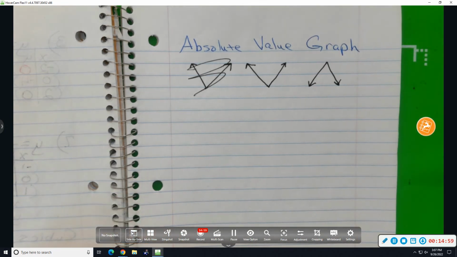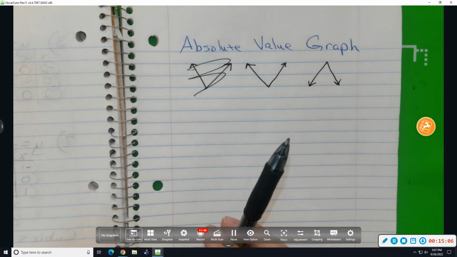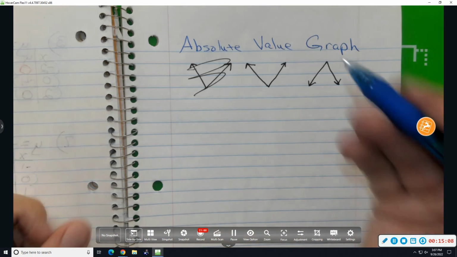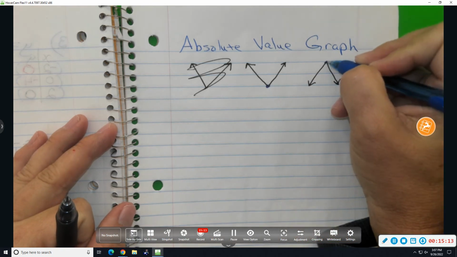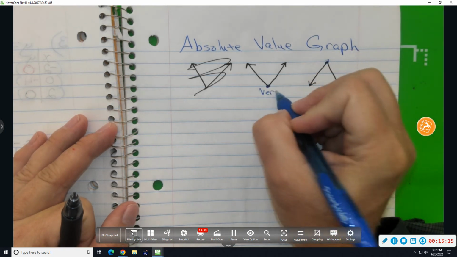For the graphing tool for absolute values, they want you to plot the vertex first. The vertex is the point where the graph changes directions, there or there. There's the vertex.